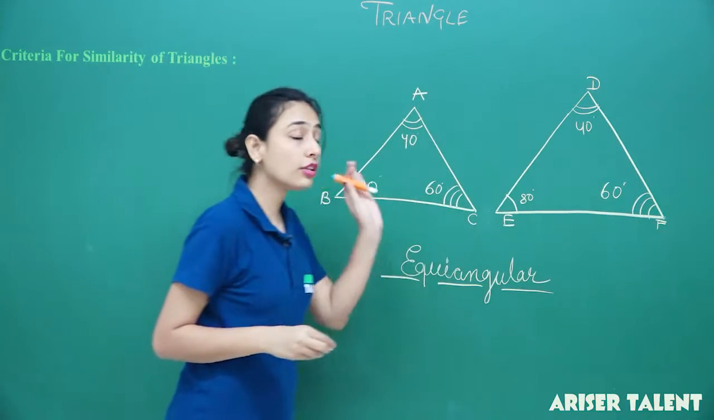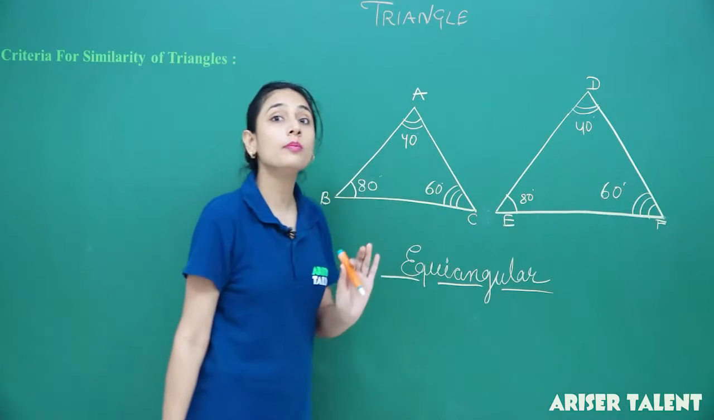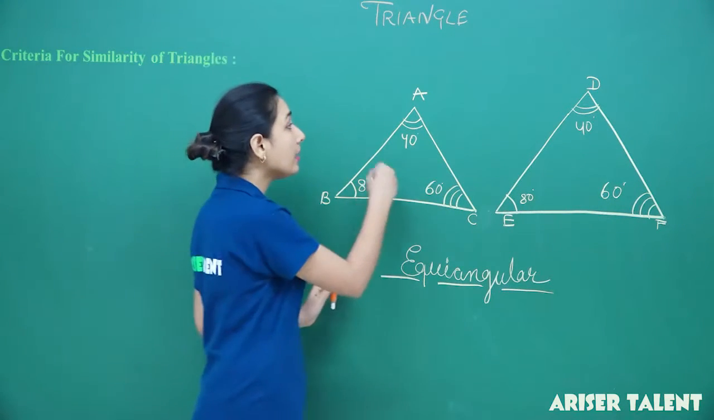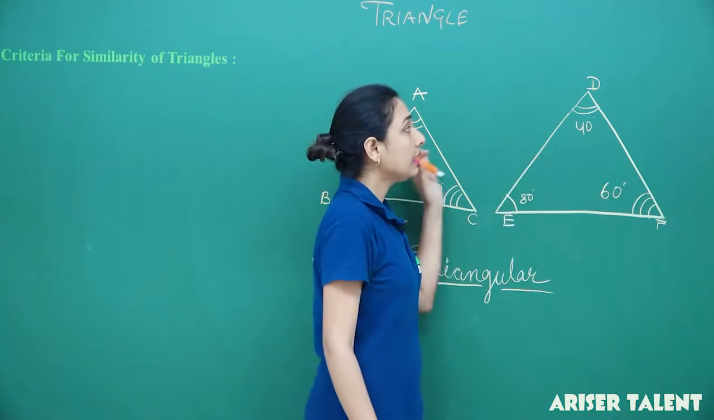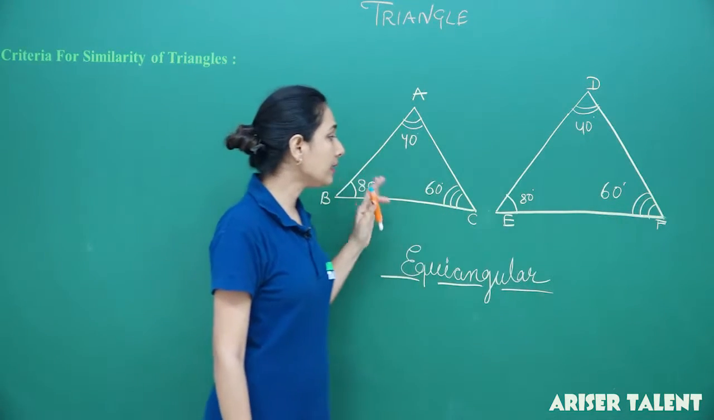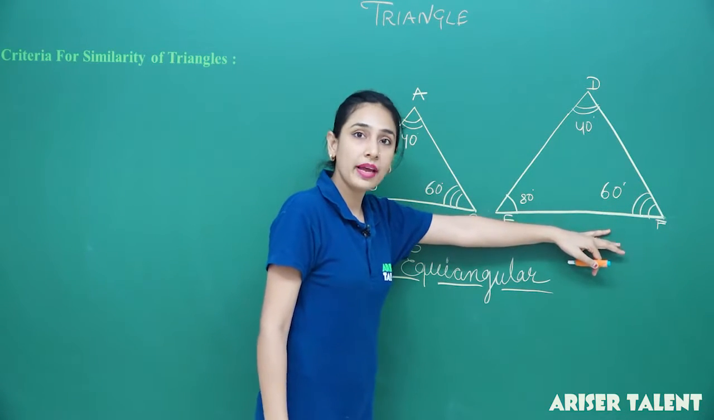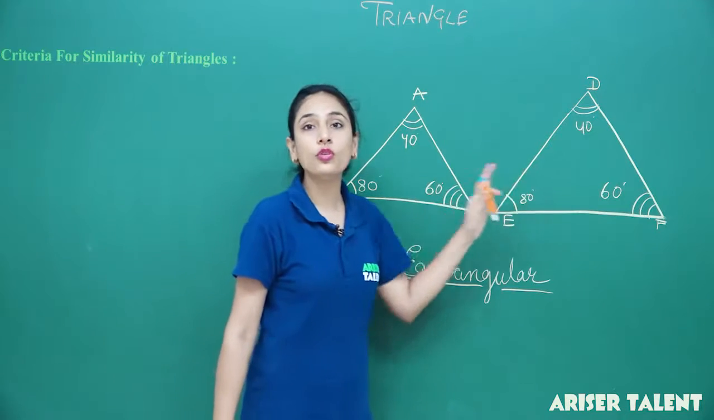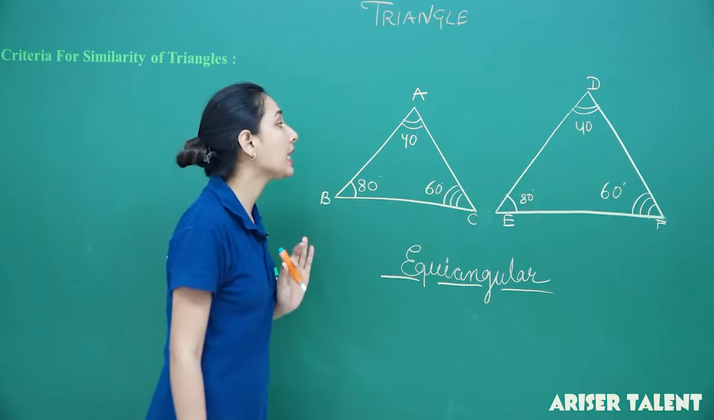Now it's not compulsory that AC is equal to DF. No, it's not compulsory, but the angles should be equal. So when these angles are equal, we call this triangle equiangular with that triangle. So these two will be similar triangles.